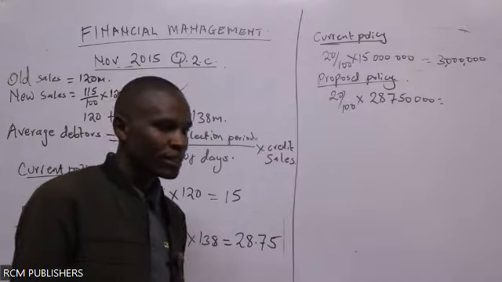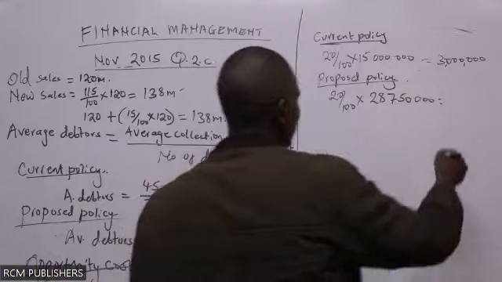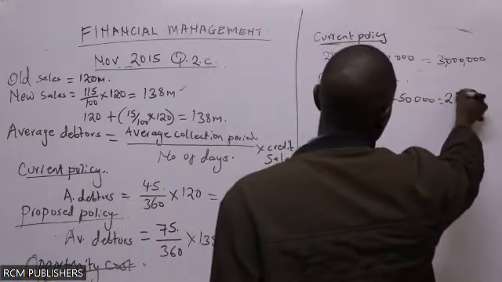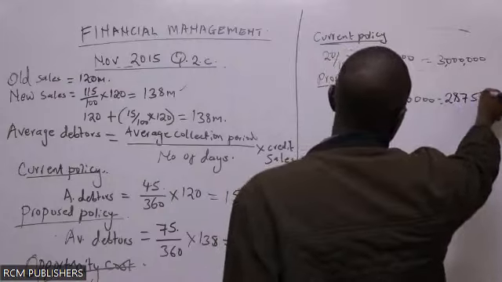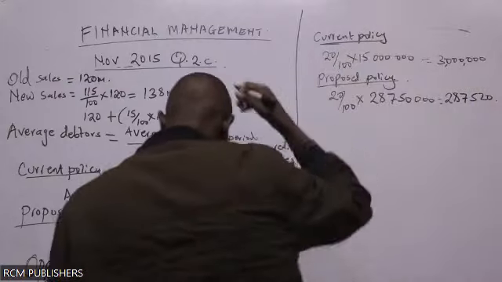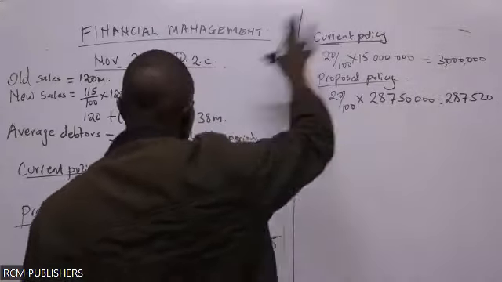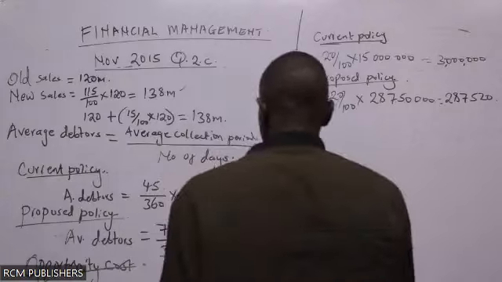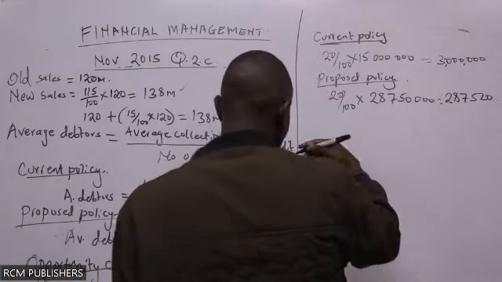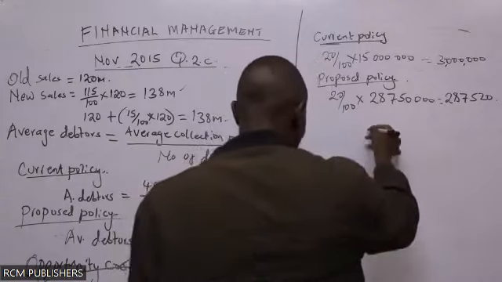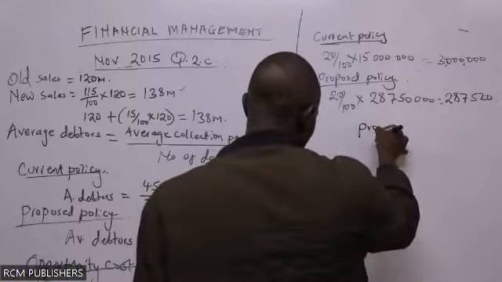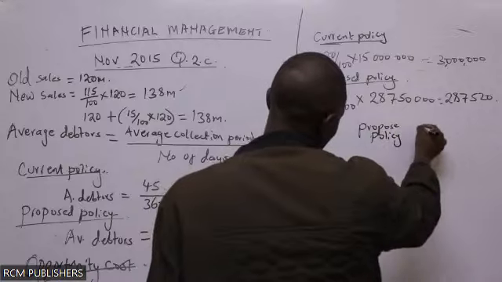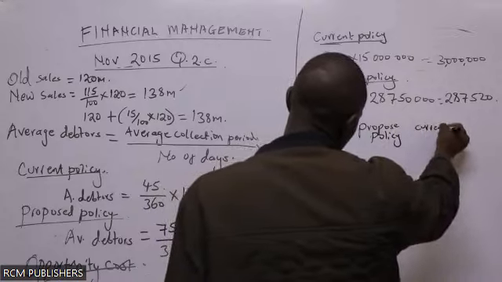287,520. Sasa unasema if you have that information, it's a good approach. You come and say, you can have your table of a proposed policy hapa. Then you have current policy.